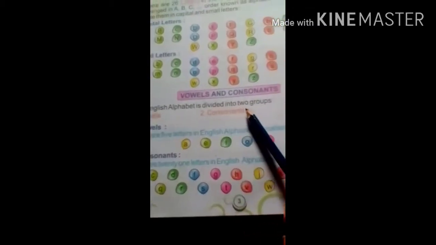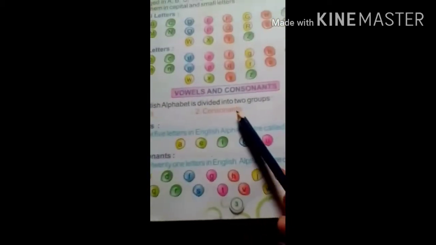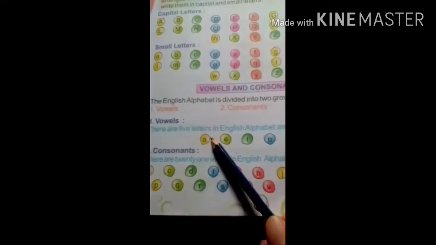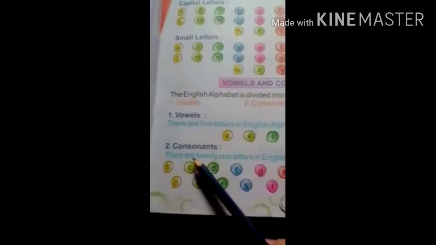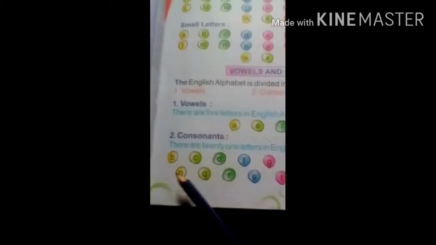Vowels and consonants. The English alphabet is divided into two groups, vowels and consonants. First, vowels. The 5 letters in the English alphabet called vowels are A, E, I, O, U. Consonants. There are 21 letters in the English alphabet called consonants.